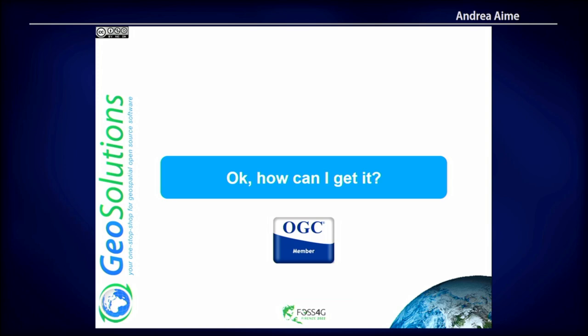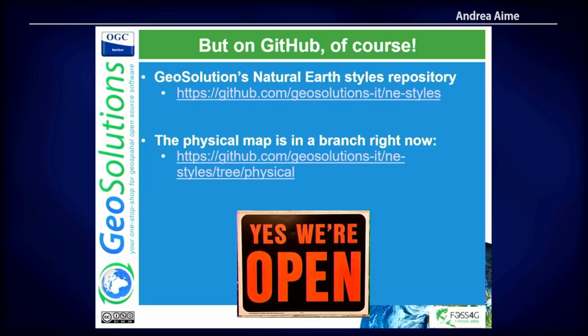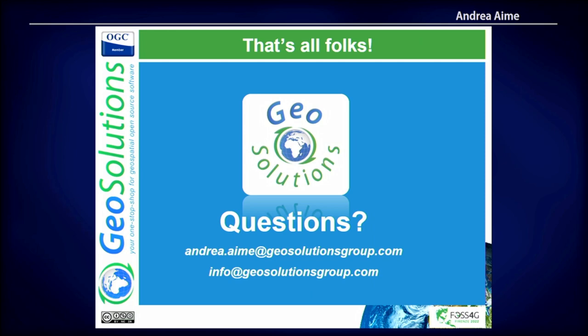Okay, so how do you get this set of styles? It's on GitHub, of course. You can go to the GeoSolutions repository and look for the styles. The physical map is currently on a branch because it's not done, it's not complete, but it's all there. And that's it. Perfect, thank you.